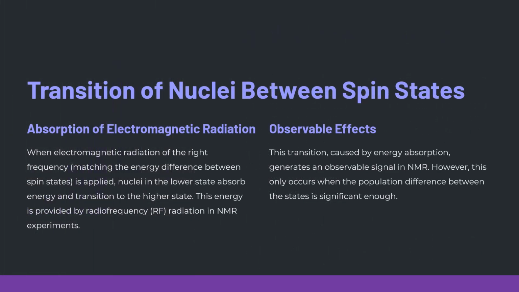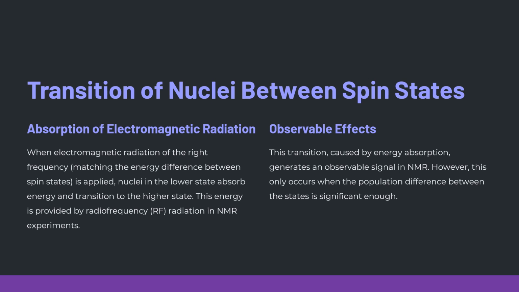The transition of nuclei between spin states plays a key role in nuclear magnetic resonance, NMR. When electromagnetic radiation of the correct frequency, matching the energy difference between the spin states, is applied, nuclei in the lower energy state absorb energy and transition to the higher energy state. The energy needed for this transition is provided by radiofrequency radiation in NMR experiments. This energy absorption generates an observable signal in NMR, which is crucial for the technique.